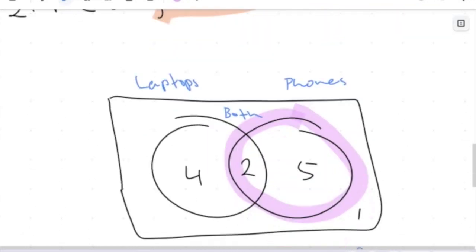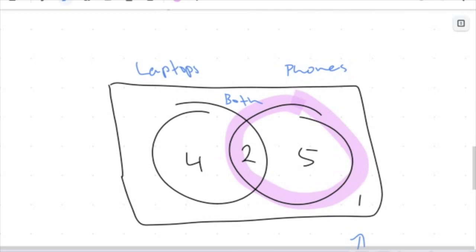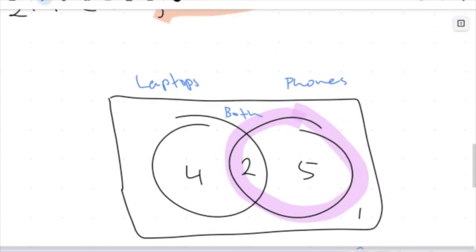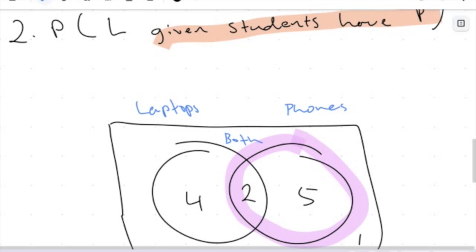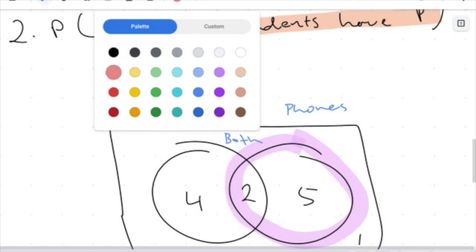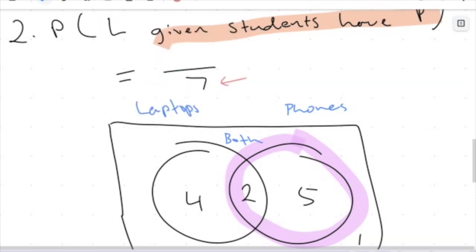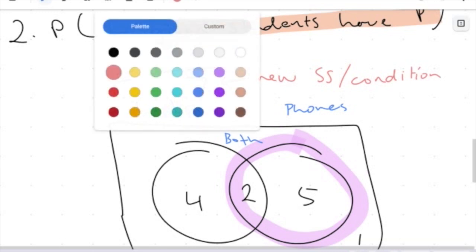Now, how many students have phones? Well, that's going to be the ones that have just phones and the ones that have both. So my new sample space is going to be my 5 and 2 together. So that is my 7 in total. So that's my new sample space or my condition. So I'm looking for students that have laptops on the condition that they have phones. So the condition determines the new sample space. So I have 7 of these here.